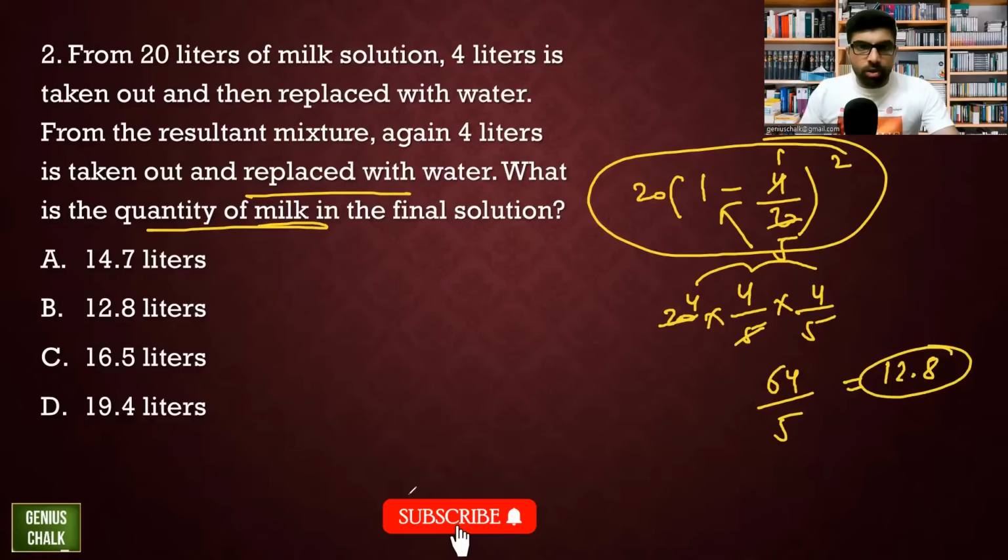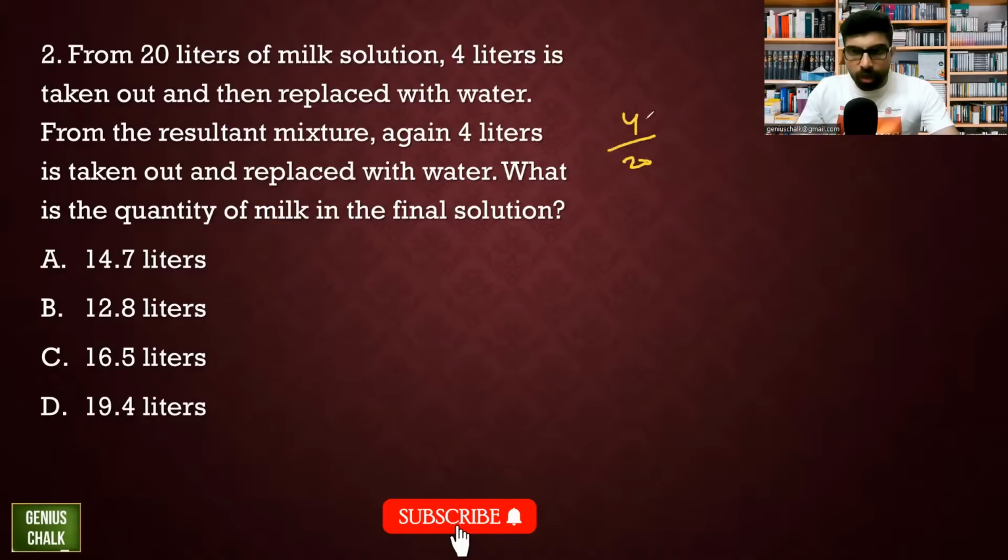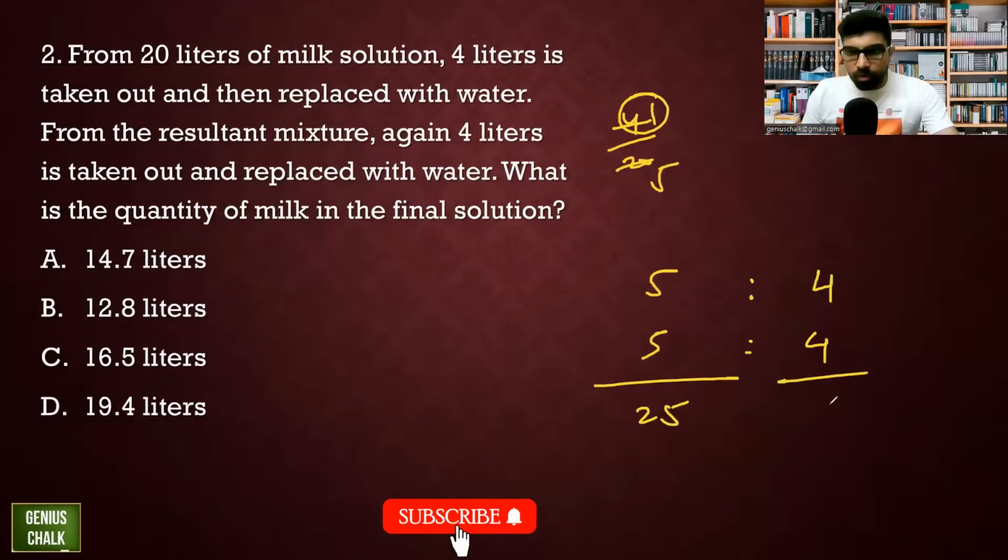We can solve this using ratio now. What is 4 out of 20? That is 1 by 5. So if my pure liquid is 5, 1 I am replacing. So this is left with 4. Again 4, again 5, and this is 4. So total is 25, and this is 16. That means pure liquid was 25, and the amount of liquid left is 16. So this 16 is left.